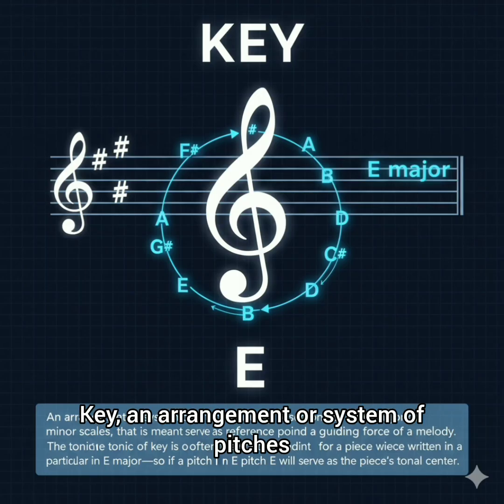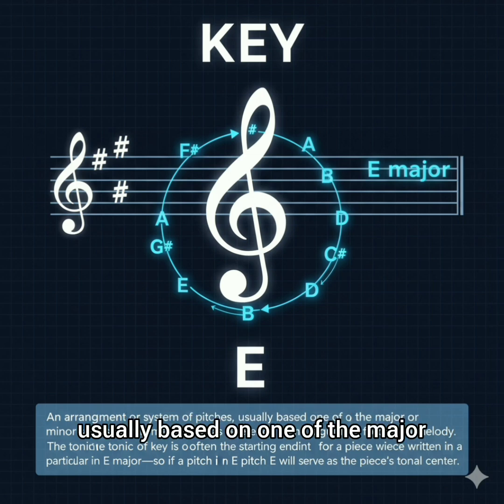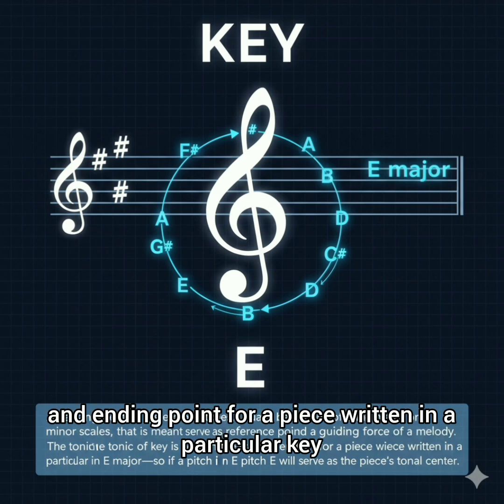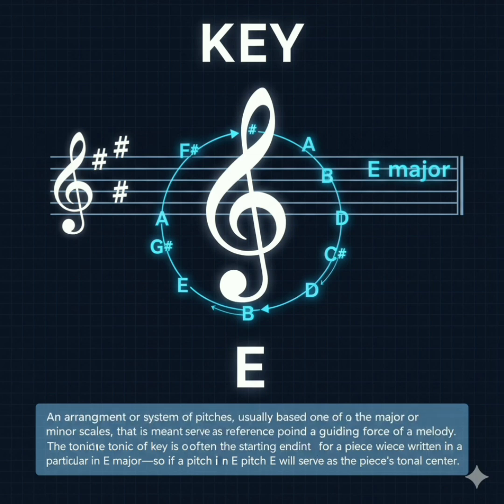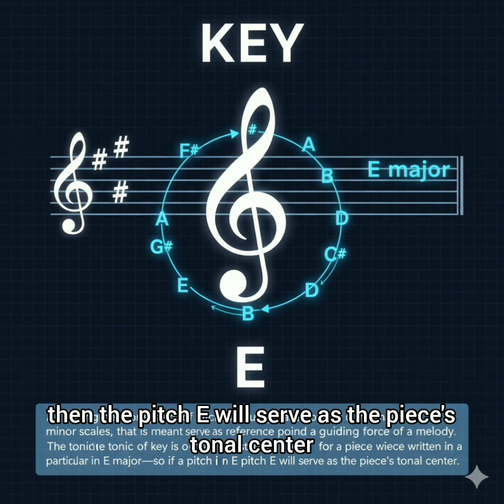Key, an arrangement or system of pitches, usually based on one of the major or minor scales, that is meant to serve as a reference point and a guiding force of a melody. The tonic of a key is often the starting and ending point for a piece written in a particular key, so if a piece is in E major, then the pitch E will serve as the piece's tonal center.